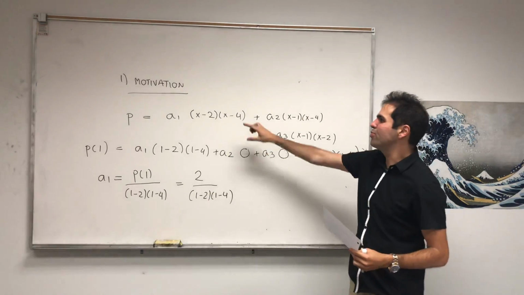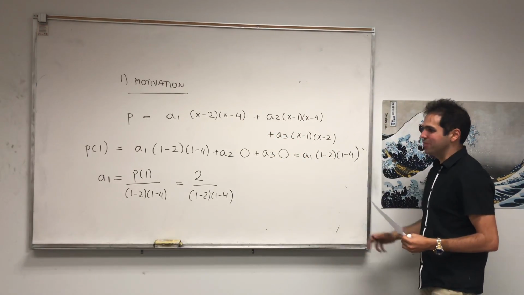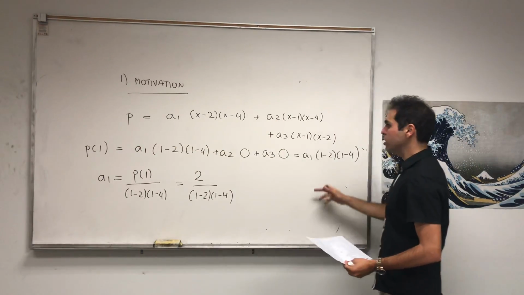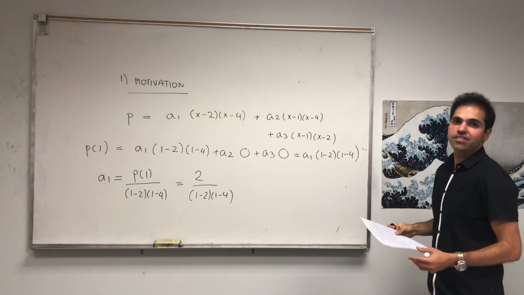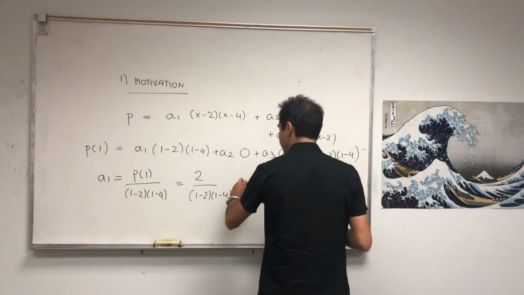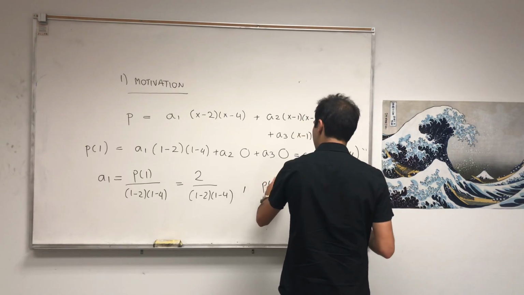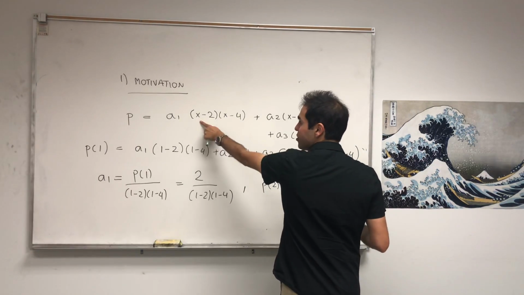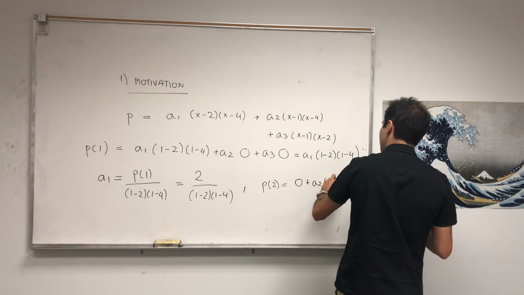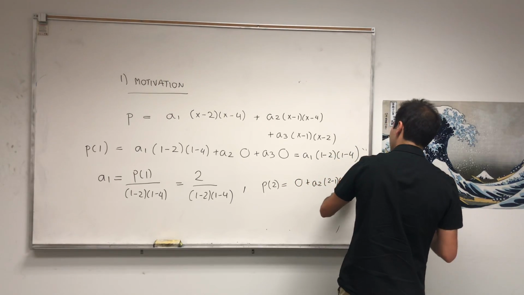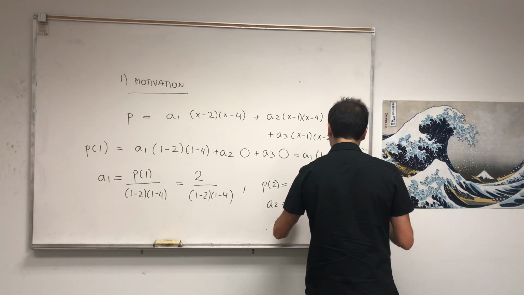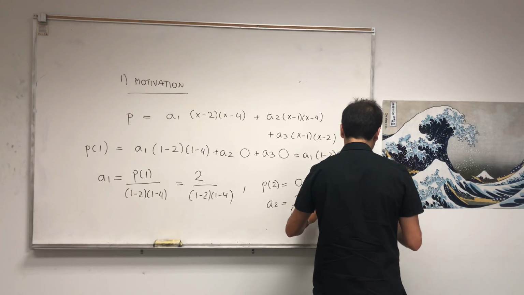So in this case, we have 2 over (1 minus 2)(1 minus 4). So this is where this weird coefficient comes from. It's just from the requirement that P of 1 has to be our value, and 2 of the 3 terms cancel out. That's why we have this. And you can just continue. You see P of 2. What happens then is that this term becomes 0 at 2. So 0 plus a2 times (2 minus 1)(2 minus 4), plus 0. And so a2 becomes 3 over (2 minus 1)(2 minus 4).